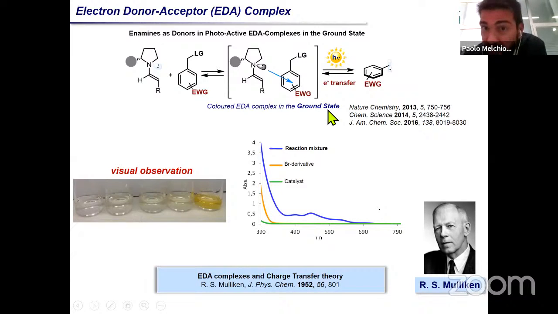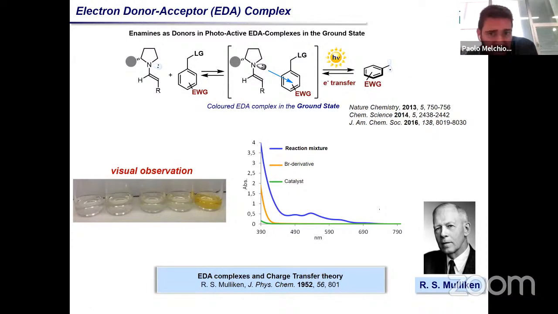Well, it was really an experimental observation, a visual observation of my students in the lab. Those vials contain all the reactants, the substrates, and the catalyst of the reaction they were studying with the enamines, and you see all of them are colorless. This is the reaction mixture. When you mix everything together, the enamine and the alkyl halides, the solution turns to bright yellow color. Why? Because we are generating in the ground state this enamine-based EDA complex that indeed can absorb in the visible frequency regions where the individual components absolutely cannot absorb.